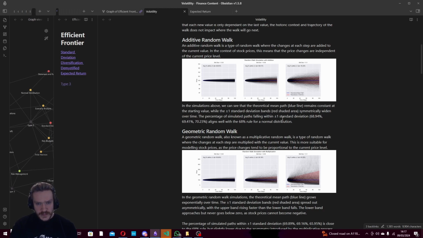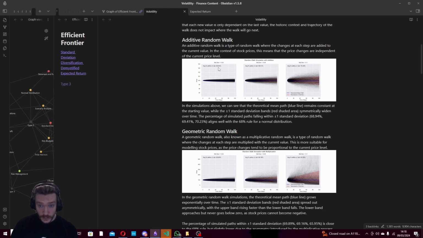And everything within plus or minus 1 standard deviation is shaded in this red color here. It's difficult to see in this one because the lines are so concentrated, right? But these bands, these standard deviation bands that I've drawn in, they spread out symmetrically up and down over time.